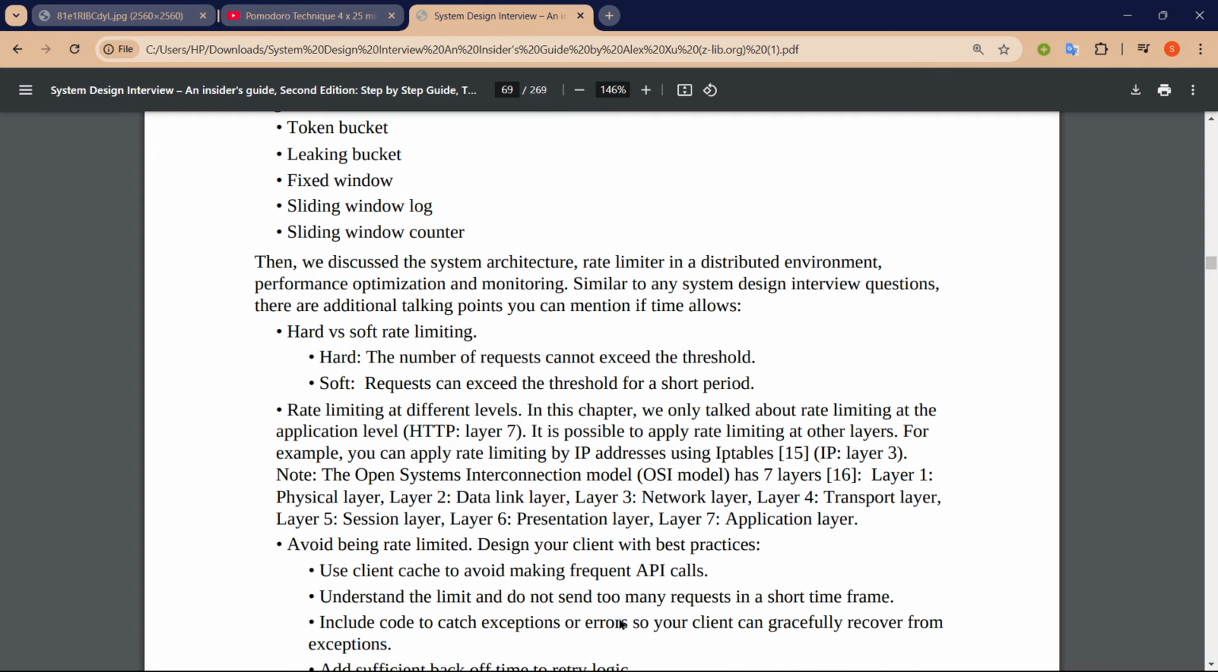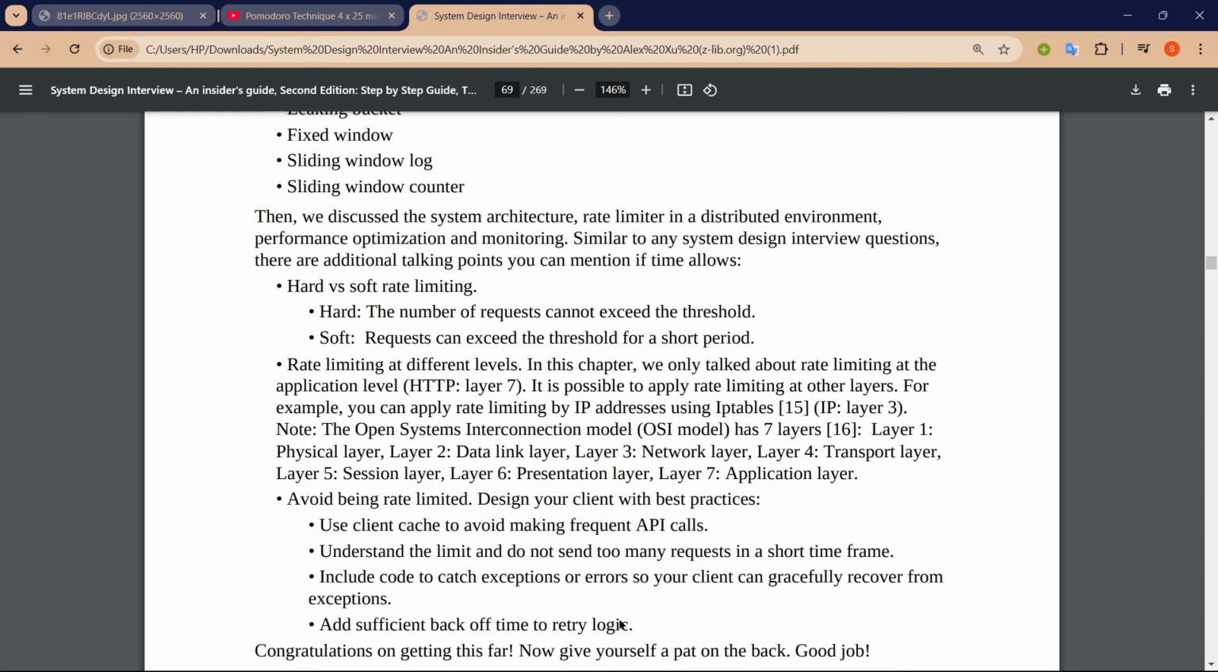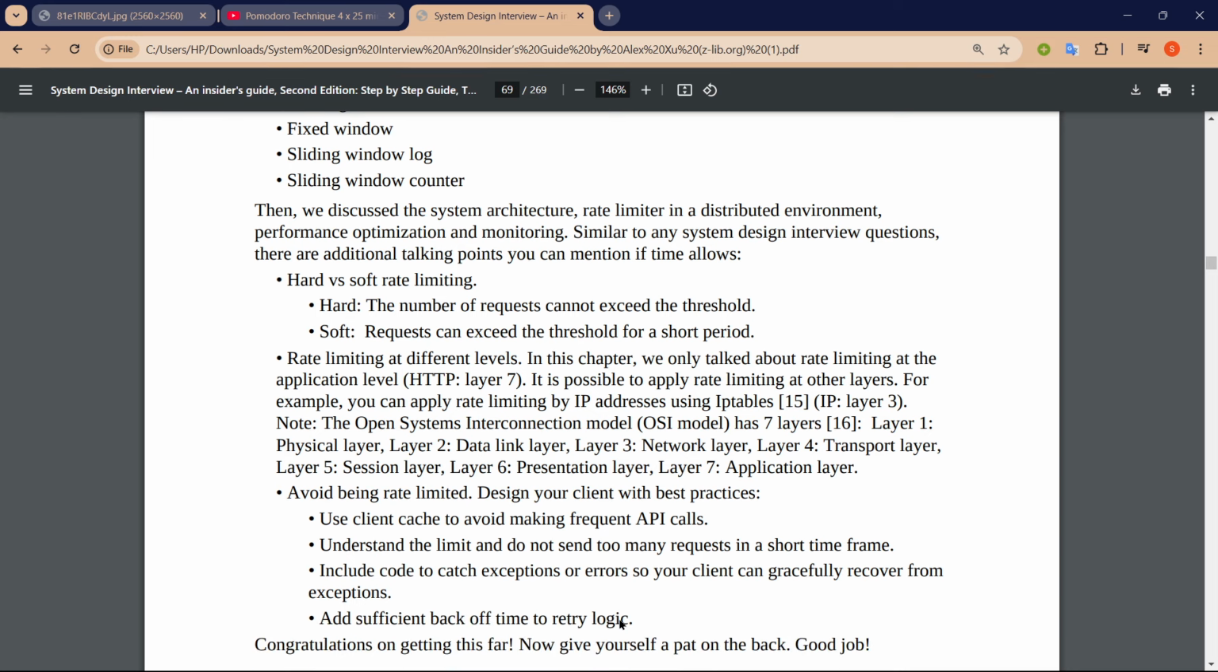Then we discussed the system architecture, rate limiter in a distributed environment, performance optimization, monitoring, and hard versus soft rate limiting. Hard: the number of requests cannot exceed the threshold. Soft: requests can exceed the threshold for a short period.